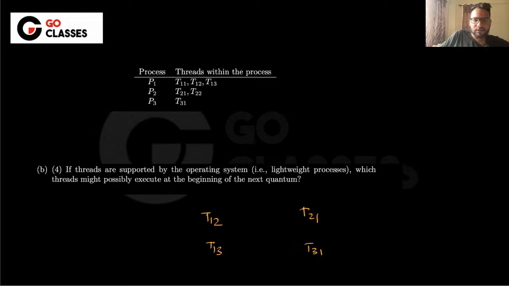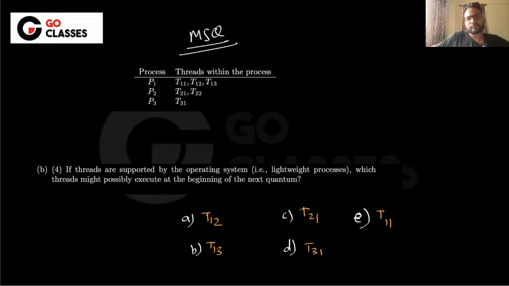Let's suppose this is A, B, C, D, and maybe E also, which is T11. Which one is the correct answer? Let's suppose this is again MSQ. See, if threads are supported by the operating system, then apart from T11, it can run anything. T11 cannot run. So the answer is anything except T11.